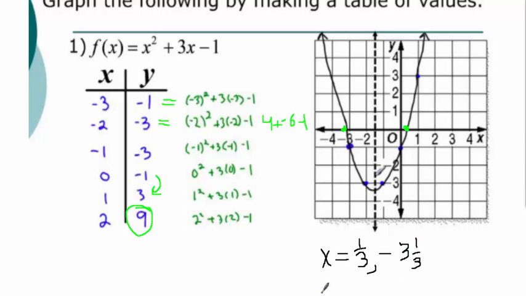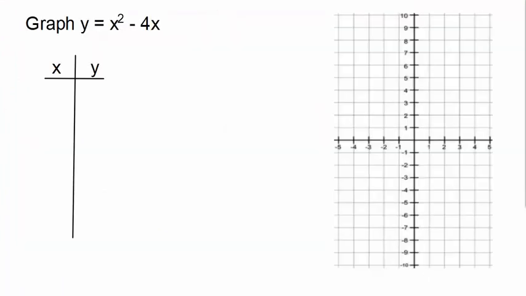You might have picked a quarter. You have to look at your graph and come up with your best guess. You're probably not going to find it perfectly. That's okay. We're just looking at doing our best.